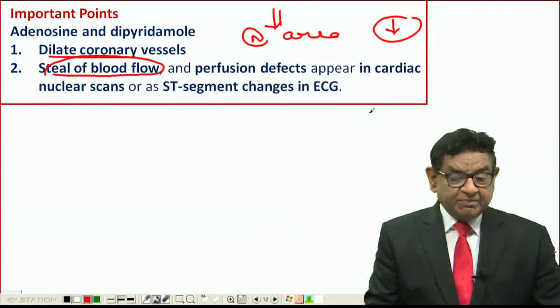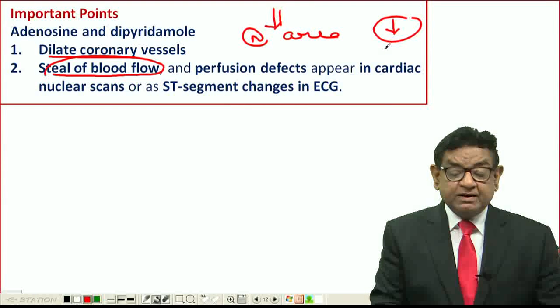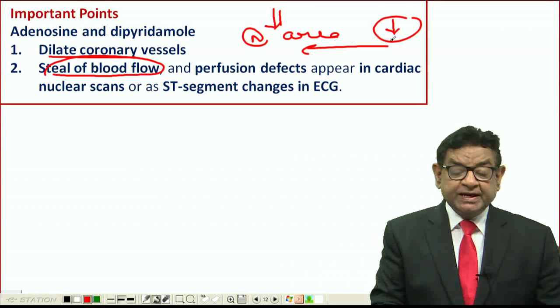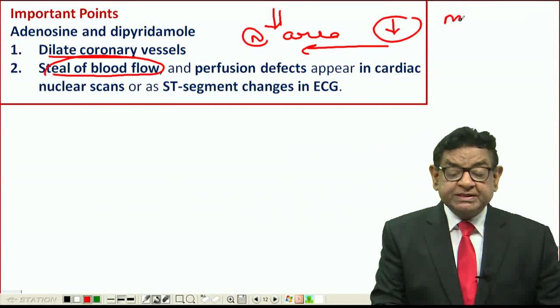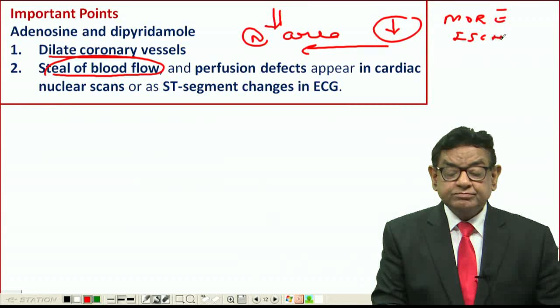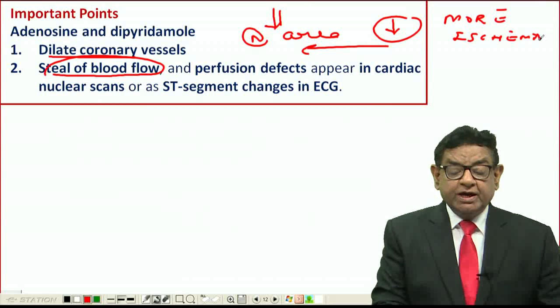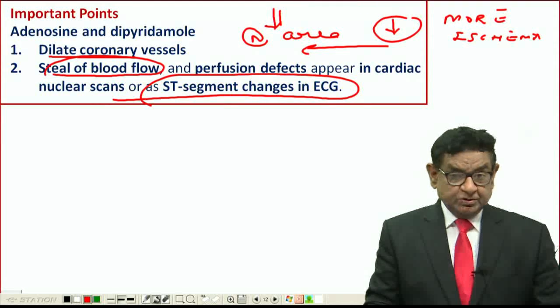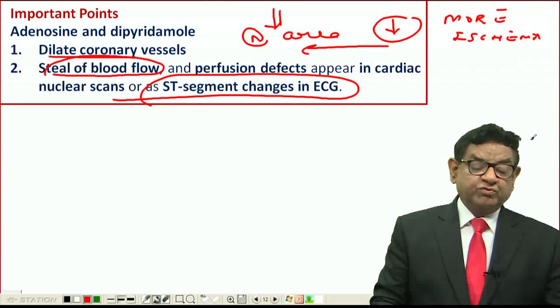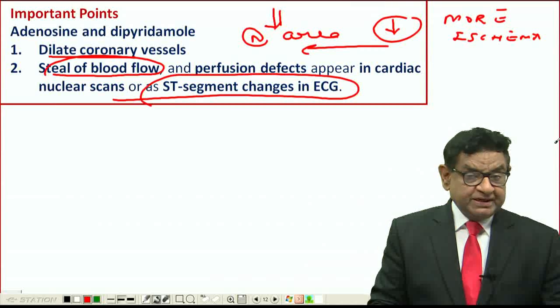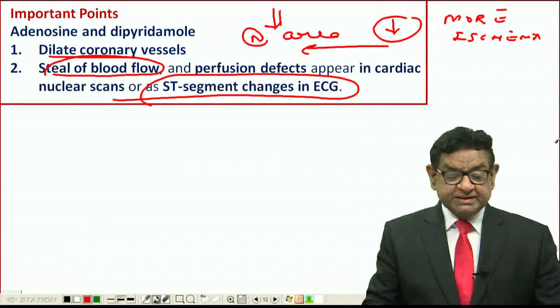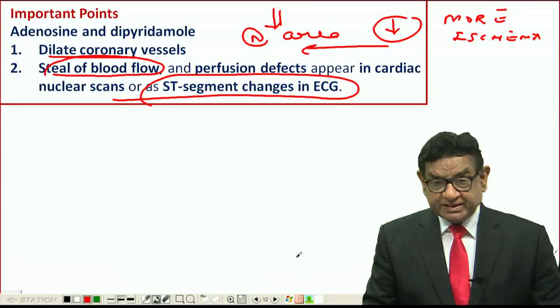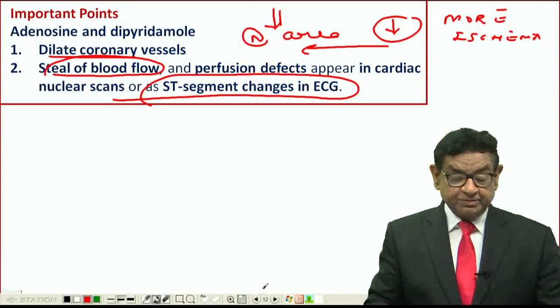Now they have shunted the blood from the ischemic area to the normal area. Now there will be more ischemia of the myocardium, and more ischemia will manifest in the ECG as ECG changes. So I hope you got the answer why and how adenosine and dipyridamole, without increasing the heart rate, are going to create ischemia by stealing the blood flow.